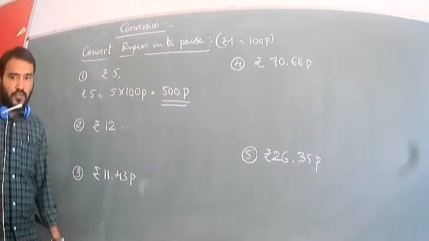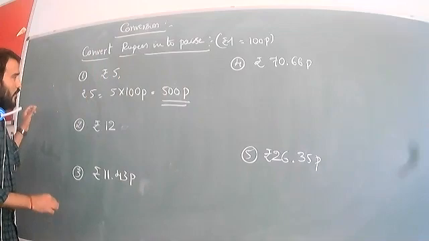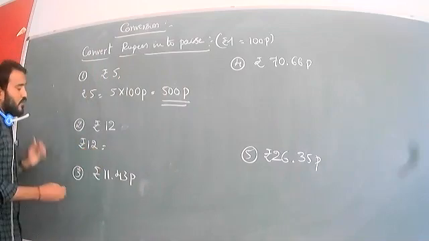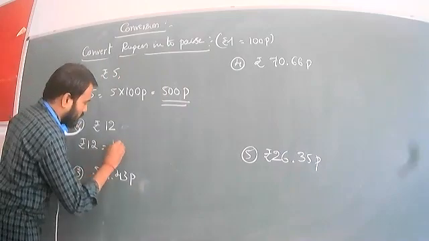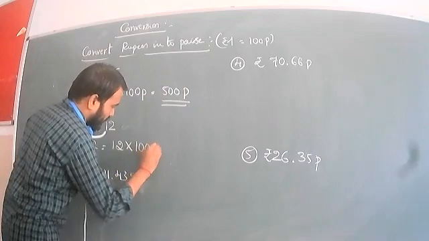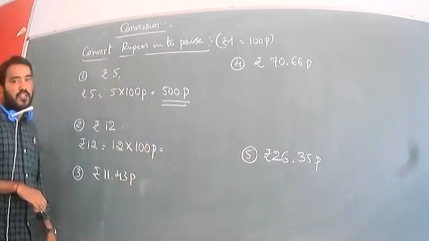Next, 12 rupees. How much paisa? 12 rupees equals, the value is 12. How much do we multiply? 100 paisa. So we multiply. Guruji, how is it multiplied?